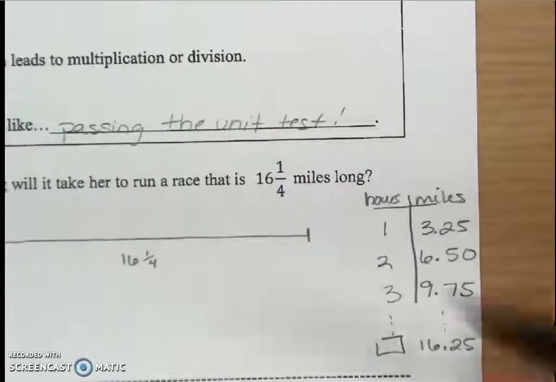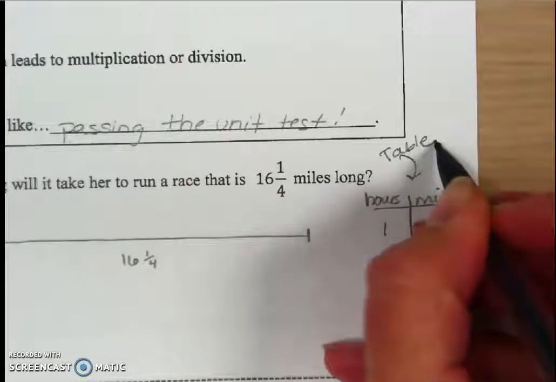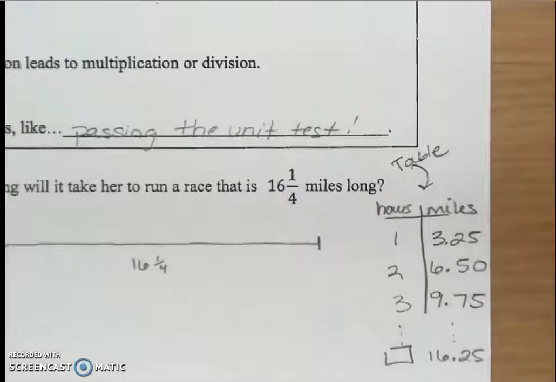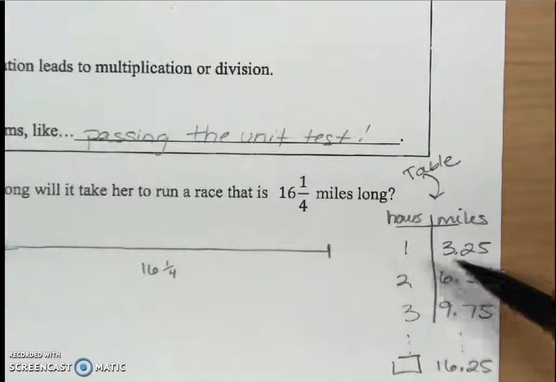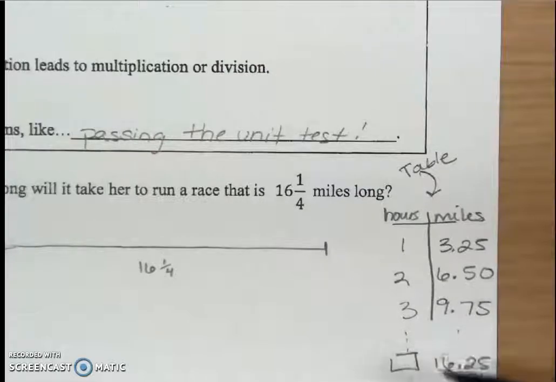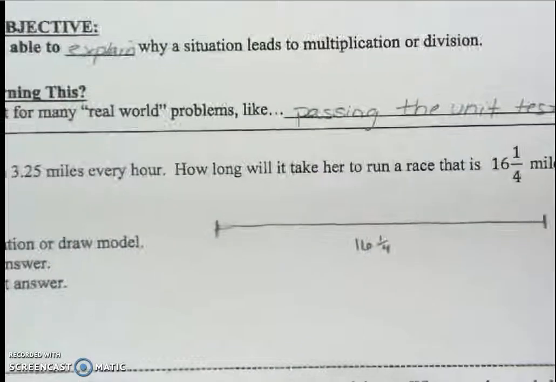So you could always make a table. This is called a table of values, and you'll be using this a lot in the next unit and next year. So you could always make a little table to figure this out. 1 hour, 3.25, 2 hours, 6.5, and you could just keep it going until you get to 16.25. But another way to do this is take those numbers and figure out what's going on.